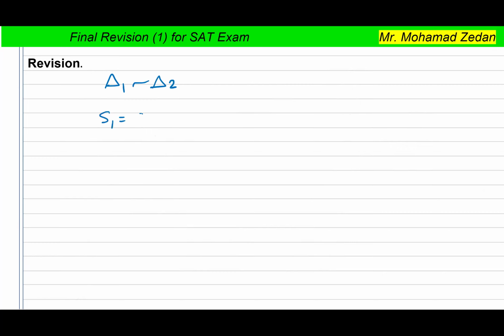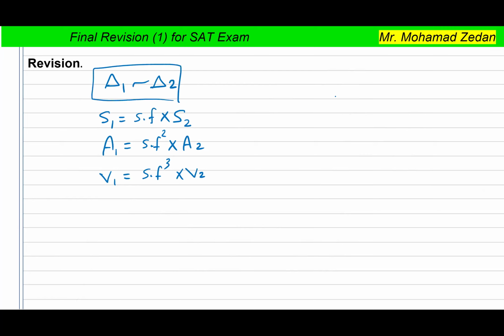Okay? The next part, when I say triangle 1 is similar to triangle 2, it means any side of one triangle is a scale factor times the corresponding side of the other. The area of one triangle is the scale factor squared times the other area. And if the shape is 3D, the volume of one of them is the scale factor cubed multiplied by the other volume.